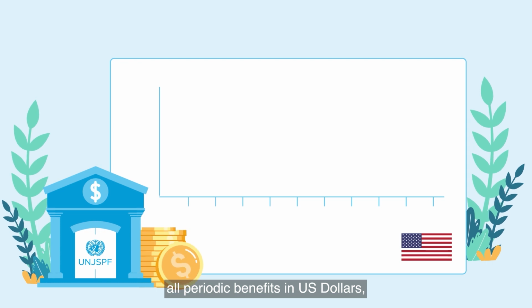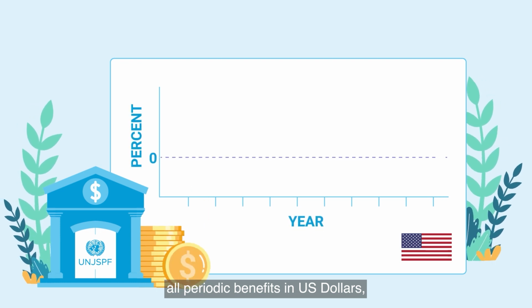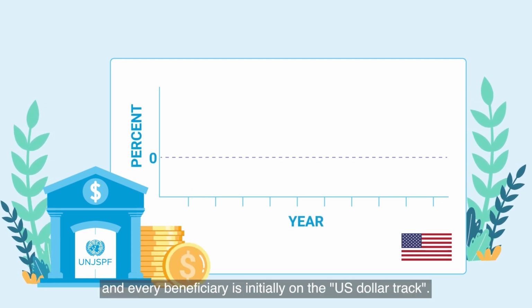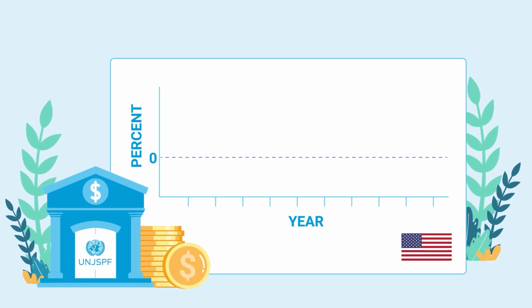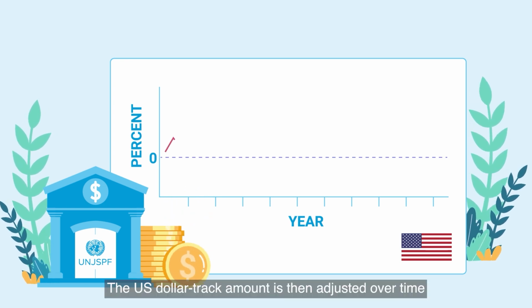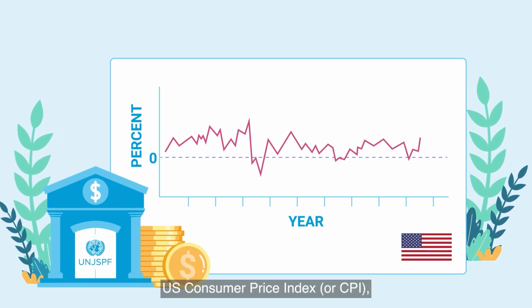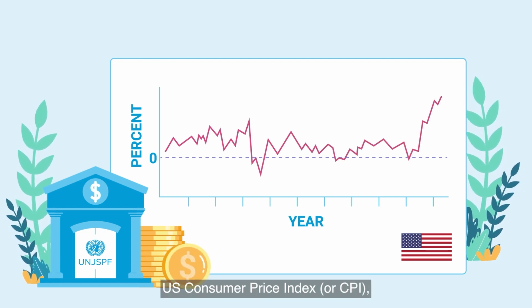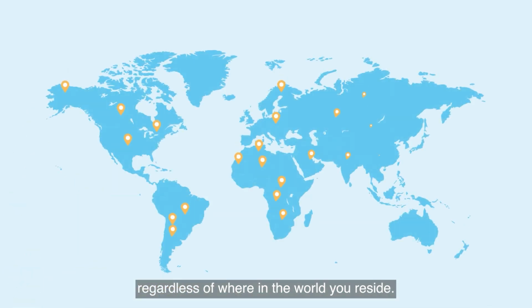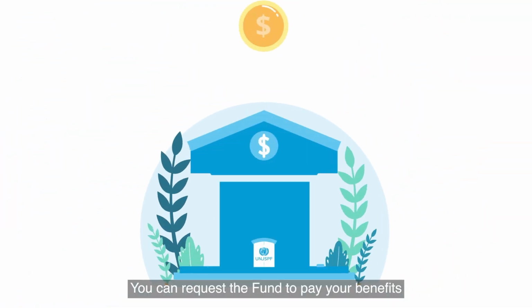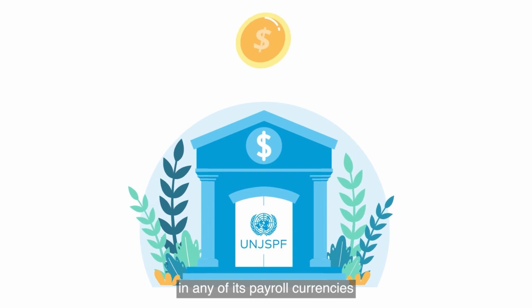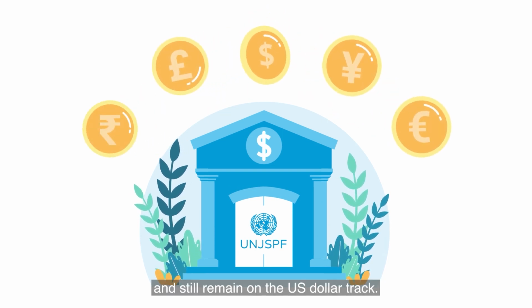The pension fund initially calculates all periodic benefits in US dollars, and every beneficiary is initially on the US dollar track. The US dollar track amount is then adjusted over time following the movements of the official US Consumer Price Index, or CPI, regardless of where in the world you reside.